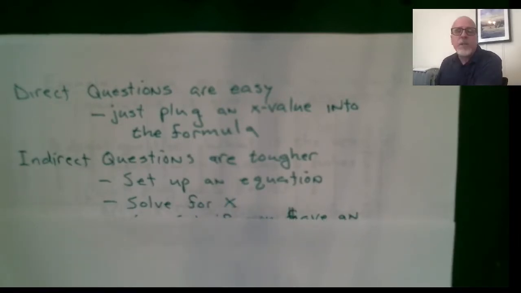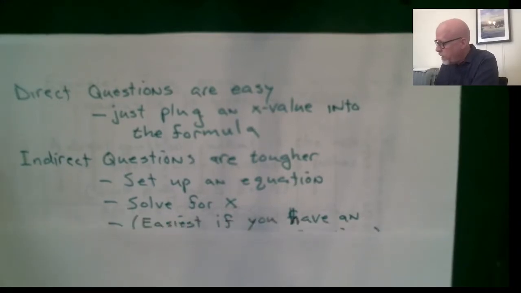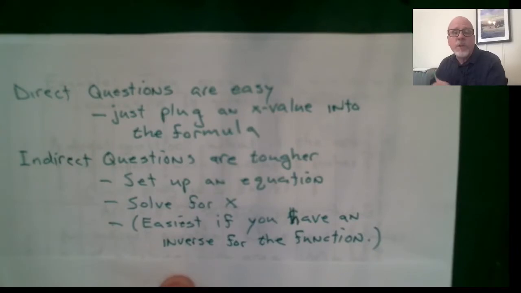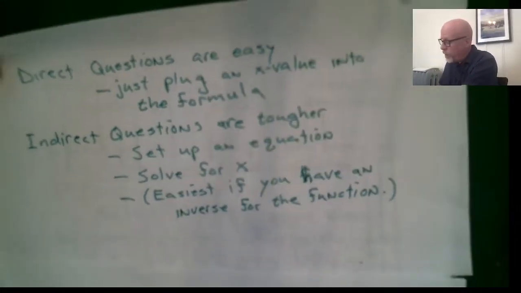The indirect questions are tougher. And what happens then is you have to first set up an equation and then solve that equation for x. And generally, that's going to be easiest if you've got a way to invert the functions that are involved, if you can do a reverse process. I'm going to give you an example of that using squaring and square rooting. But what we really want to do is talk about this for exponential functions and their inverses.